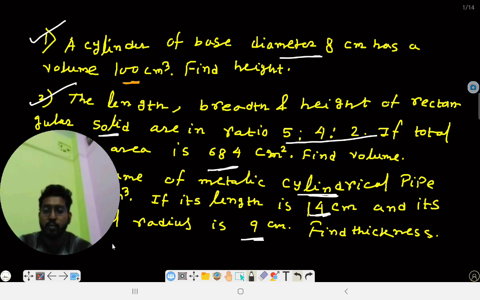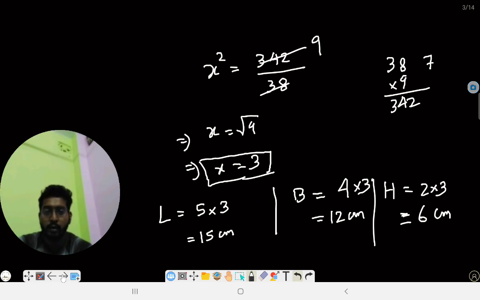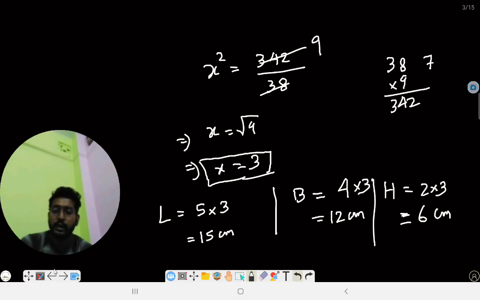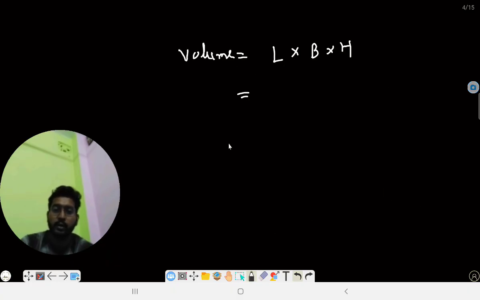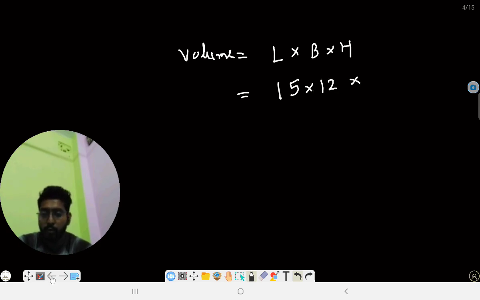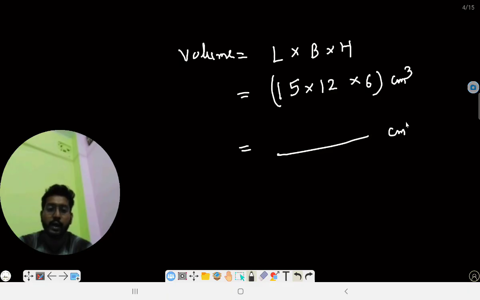Now we have to find the volume. We know the formula for volume. The volume is L into B into H. So that is length into breadth into height. What is the length here? Length is 15, breadth 12 and height 6. So 15, 12 and 6, that will be centimeter cube. Multiply this one and you will get the answer, and write the answer in the comment box.